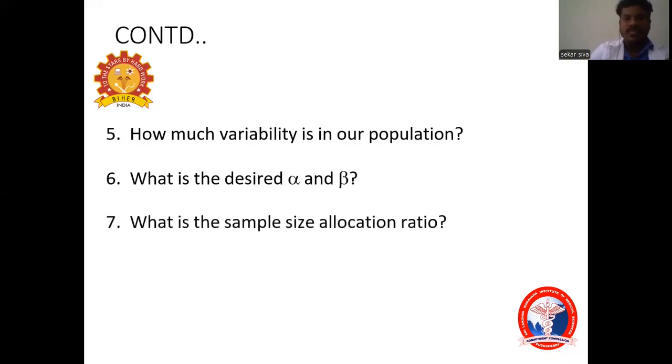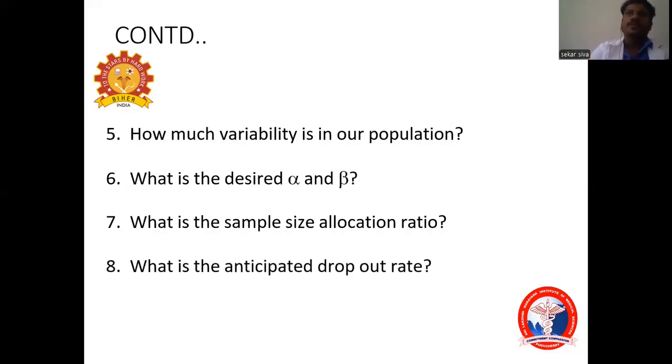So what is the sample size allocation ratio? Is it 1:1 or 1:2? In case control studies, we are taking 1:1. Okay. What is the anticipated dropout rate? In the sample size calculation, the formula sometimes gives the sample size as 150, but we cannot take it as 150. So we should add an anticipated dropout rate, which could be 0 to 20%.